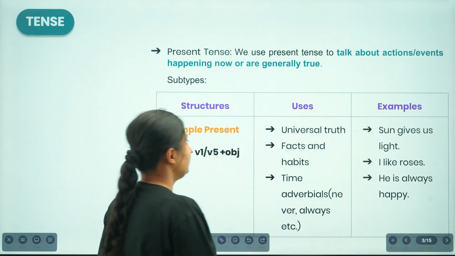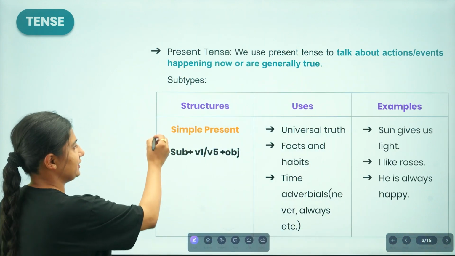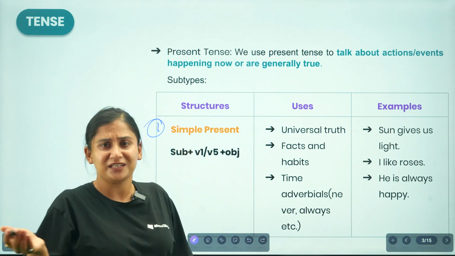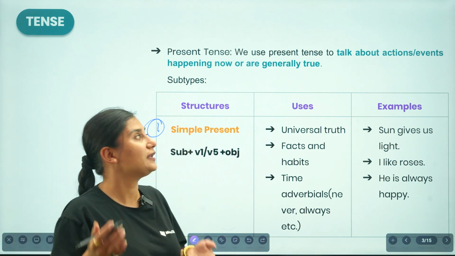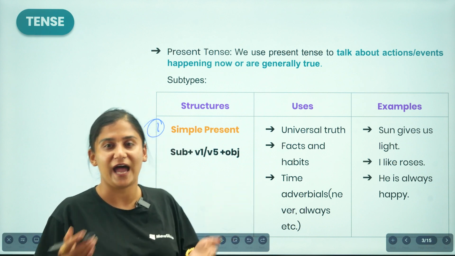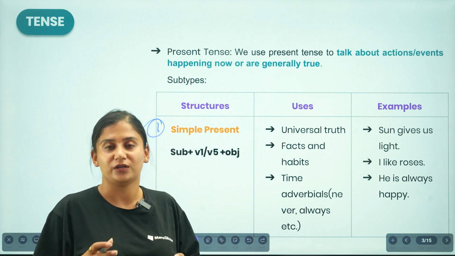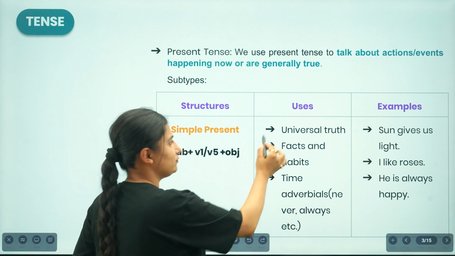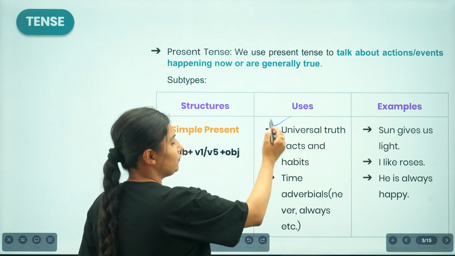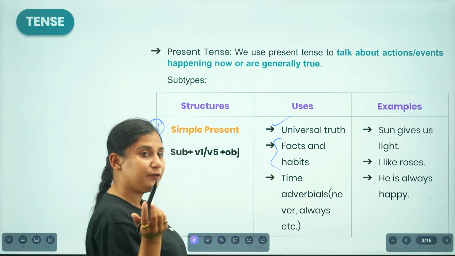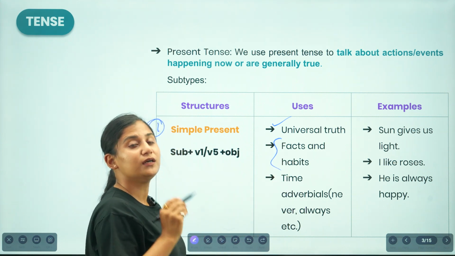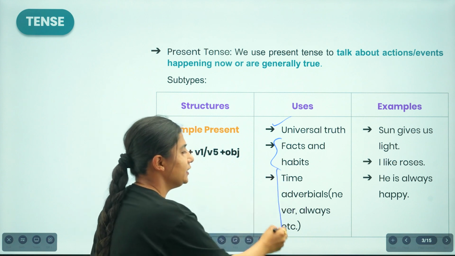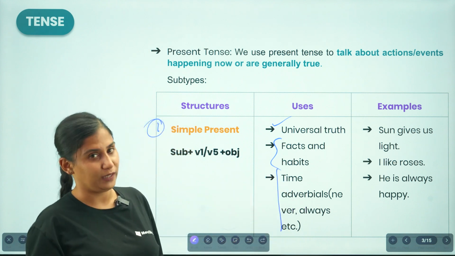Talking about the first subtype of present tense, that is simple present tense. Why do we use present tense? We use present tense whenever we talk about events or actions that express a general truth. We use this present tense when we have to talk about universal truths, facts or habits, and while talking in a simple present form, we use the time adverbials never or always as well.